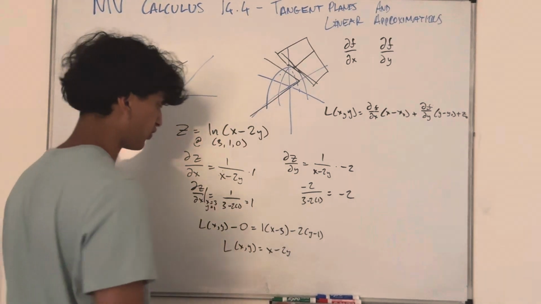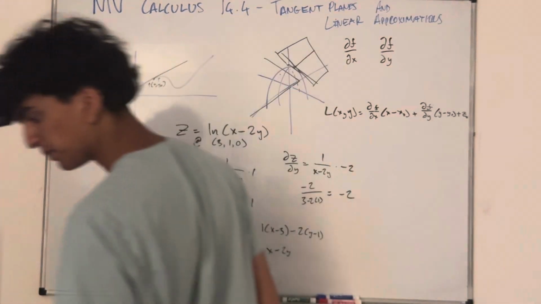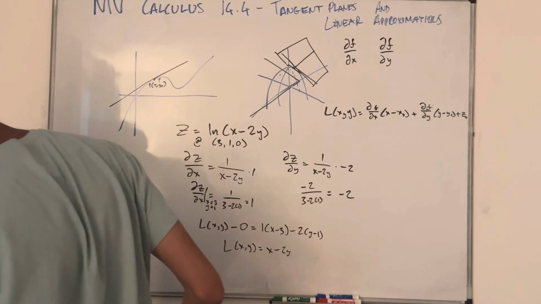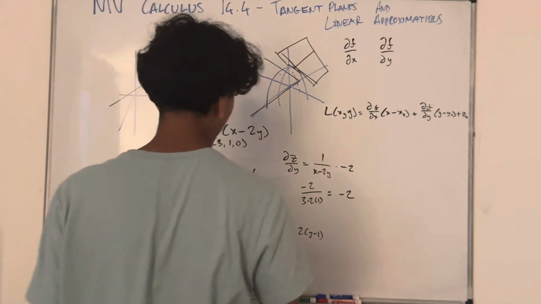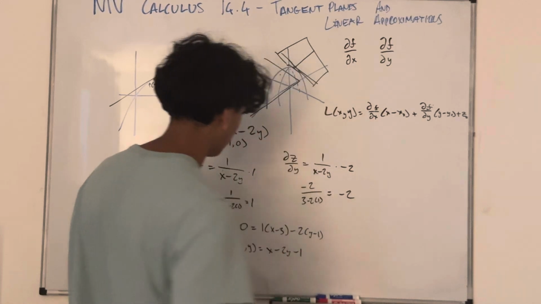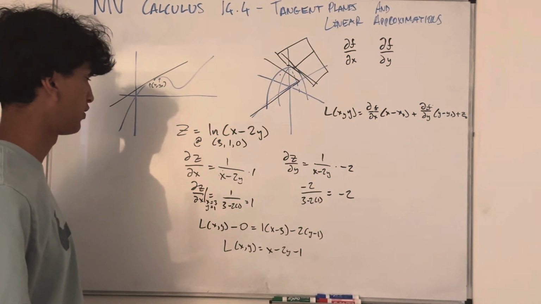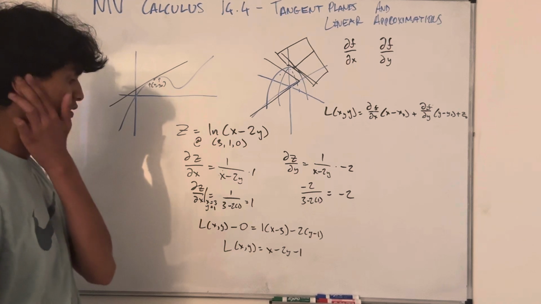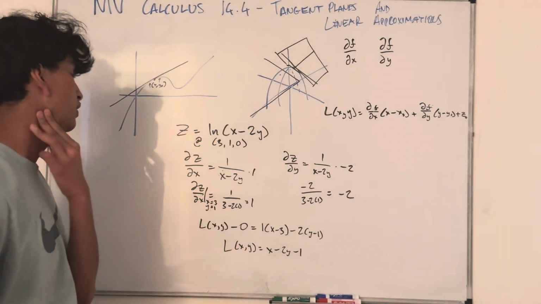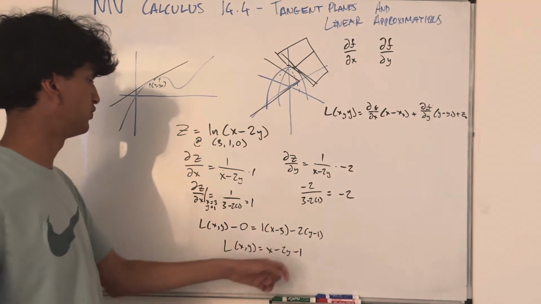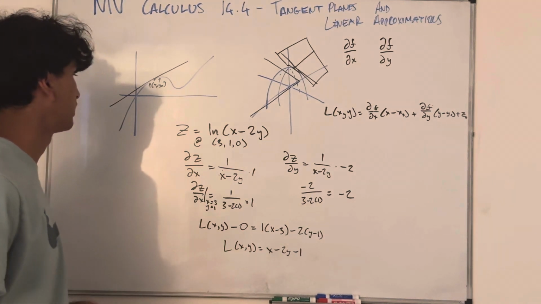For some reason, this feels wrong, which I'm not sure why. And I didn't write my answer down. So this could be wrong, but I know it should be x minus 2y, and then I think minus 1. Right? Yeah, I think that should be fine. If I plug in, 3 minus 2 is 1. Yeah, should be right. Okay.